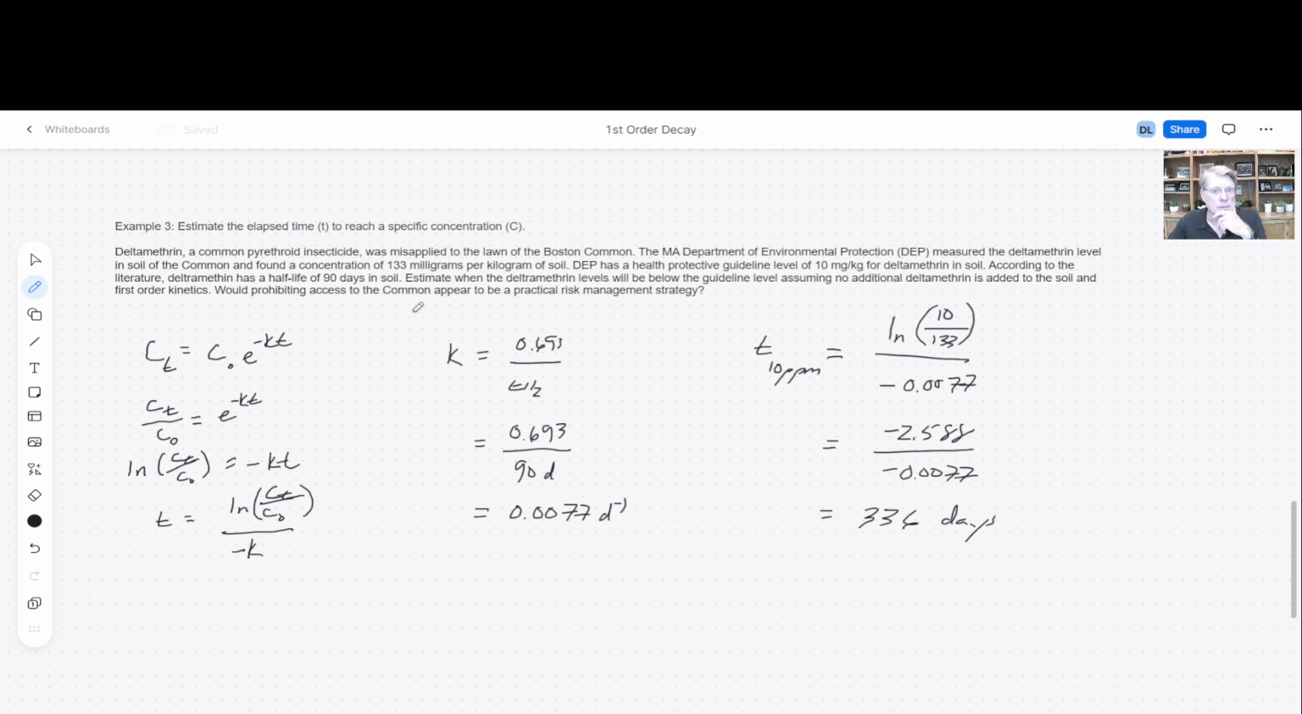So let's look at the interpretive question. Would prohibiting access to the common appear to be a practical risk management strategy? That would be, would prohibiting public access to the common? Probably not. It does not seem practical to cordon off the Boston Common for the next year. So some other strategies should be considered.